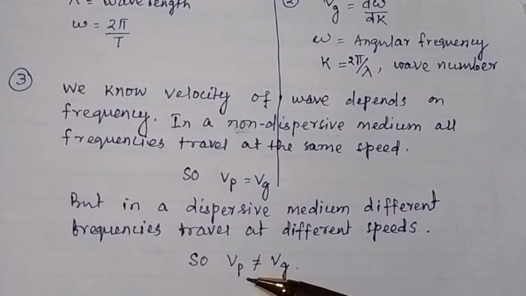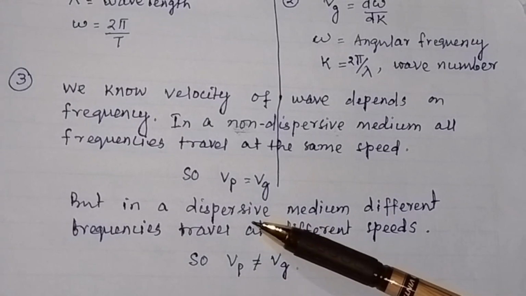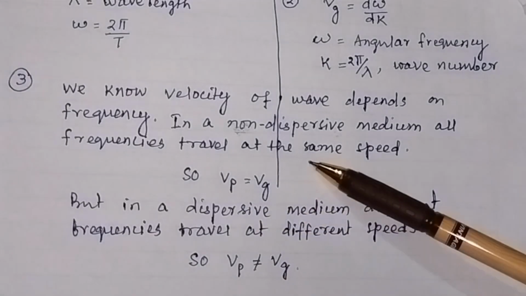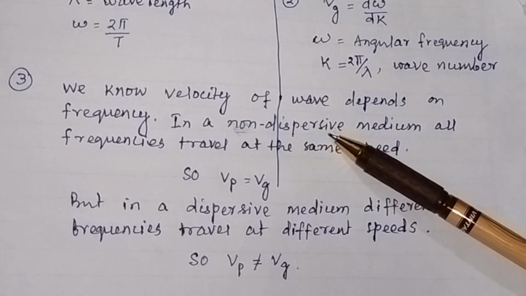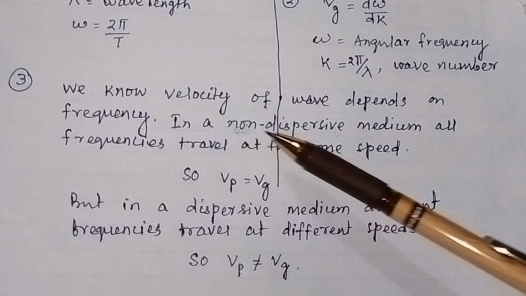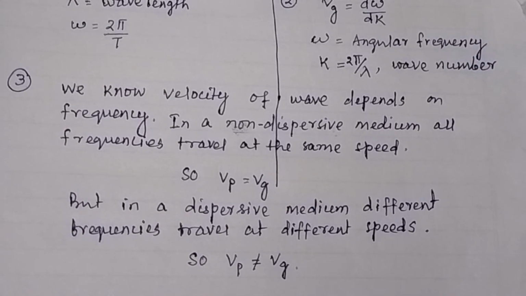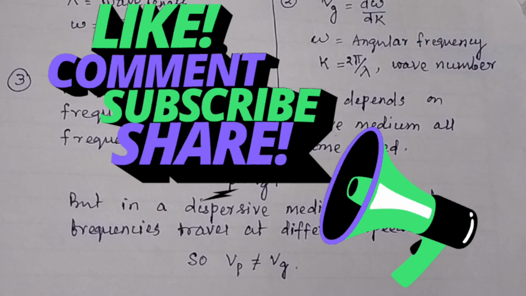So the phase velocity is not equal to the group velocity for a dispersive medium, and for a non-dispersive medium the phase velocity is equal to the group velocity. So these are some important distinctions between group velocity and phase velocity.